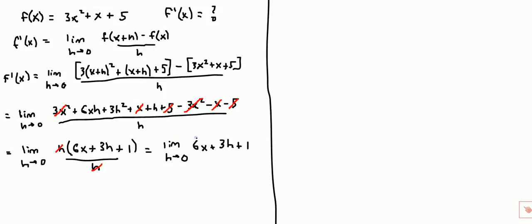Okay? This term does not have an h. This term does not have an h. This term has an h. And if h is approaching 0, that term is going away. So what are we left with? We're left with 6x plus 1. Okay? So f prime of x is equal to 6x plus 1. And that's using the limit definition of the derivative. So now let's take a look at some derivative rules.